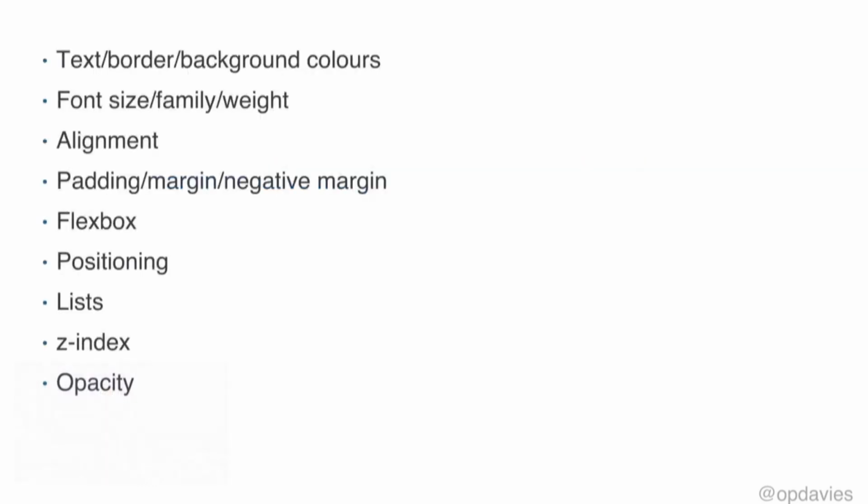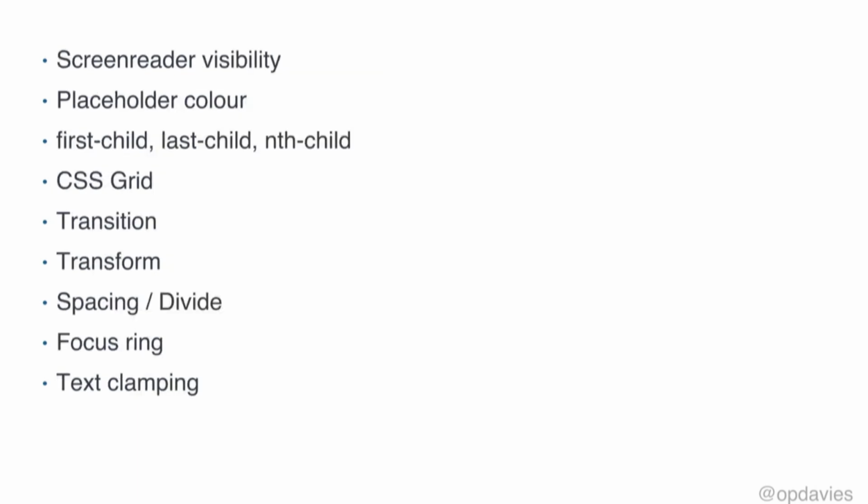So we saw an example of some of the sorts of things that we could do with utility classes. These are some of the original ones that Tailwind shipped with, I think about 5 or 6 years ago now, maybe it's been a little while. So we've got colors, so text and border and background, font weights, font families, font sizes, alignment, so whether we want to align things to the left or to the right or to the center, whether we want to set different paddings or margins or negative margins. We can add flexbox, we can say flex or flex grid or flex col. Positioning, we can set whether something is relative or absolute, sticky. List styling, z-index, whether things are opaque or have some sort of opacity value.